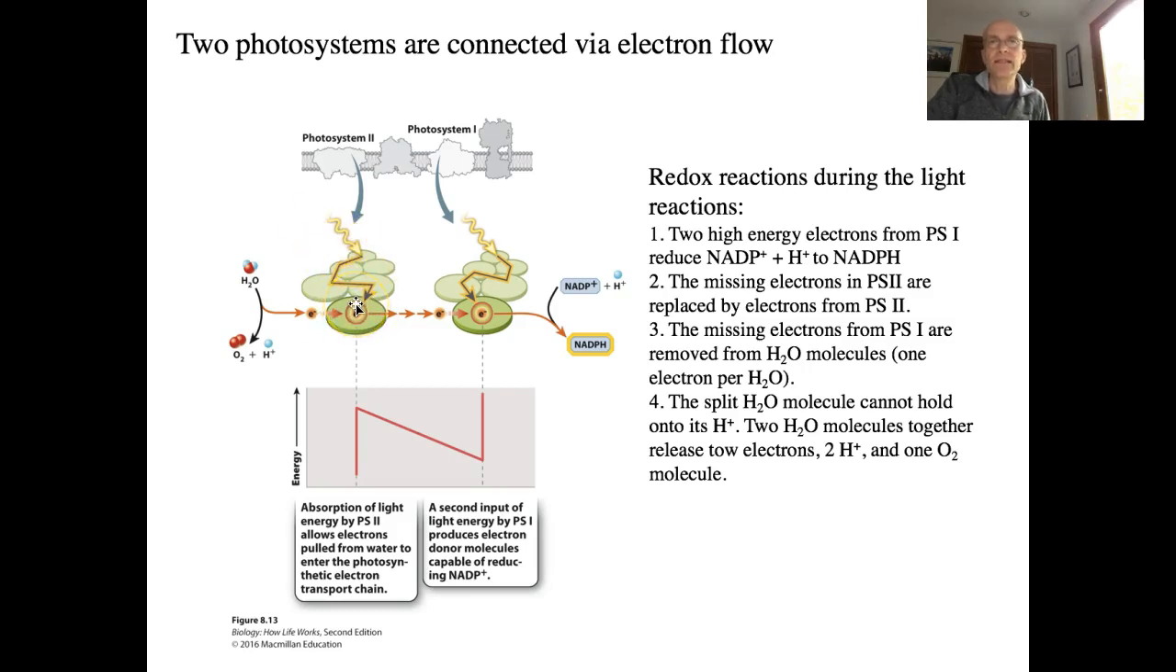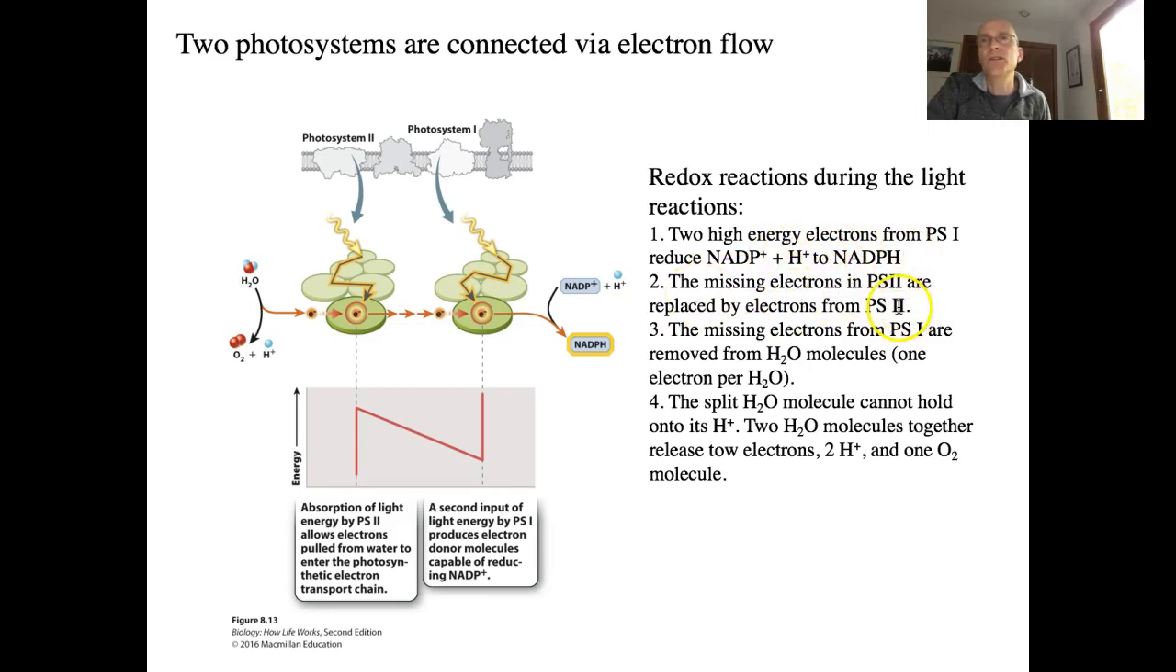So let's just say there's enough energy around for these electrons to be expelled, and there's a need for the electrons to be replaced, and they ultimately come from water, and in the end they go to NADPH. And that's what I write over here on the side. So if you remember that for the next quiz or exam, that would be perfect. So these are all redox reactions. There are 2 high energy electrons from photosystem 1. They reduce NADP plus with H plus to NADPH.